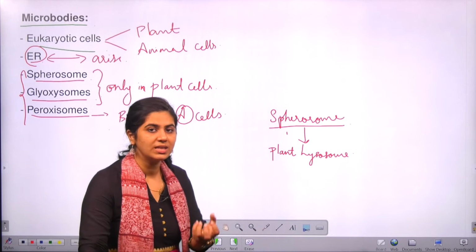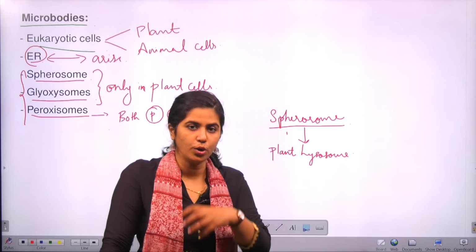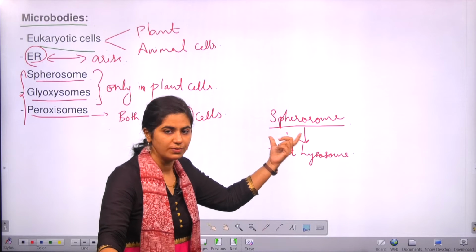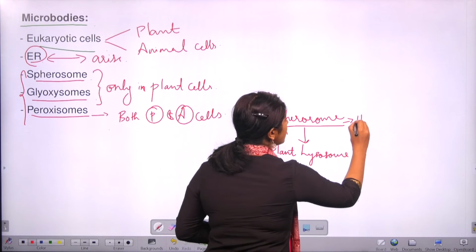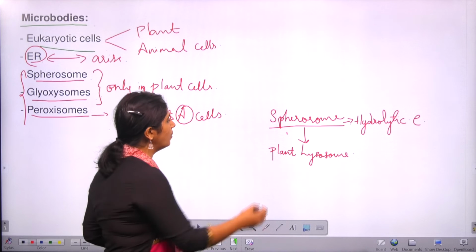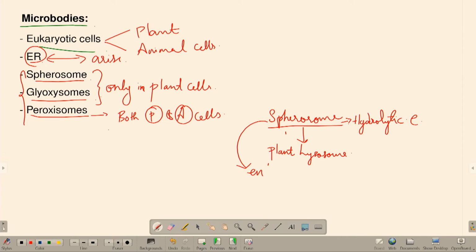So in plants, instead of lysosomes, in the cells where more digestion or more catabolism has to happen, spherosomes will be present with hydrolytic enzymes. So it helps in digestion. It's mainly found in the area where digestion has to happen, mainly in the endosperm of seeds.